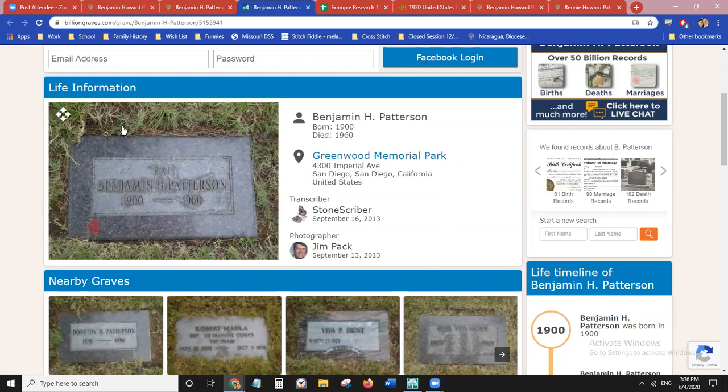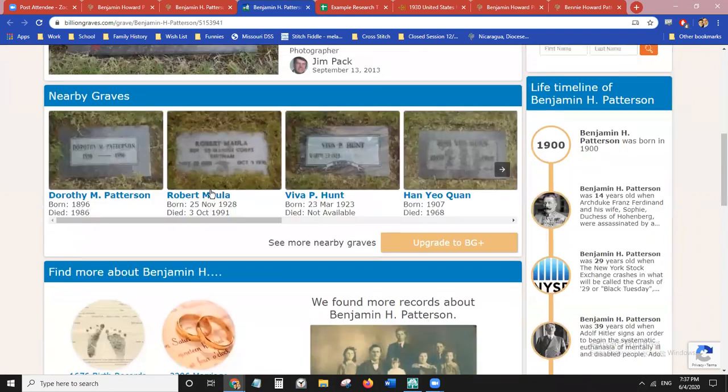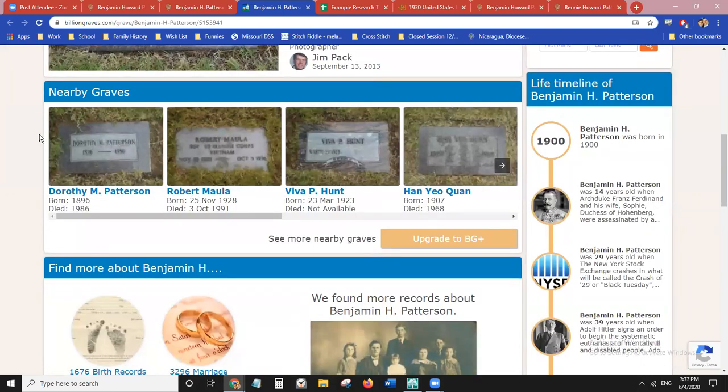Now, if you look at the gravestone, there's not a whole lot of genealogically useful information, except for the fact that there's a nickname here. So it looks like Benjamin went by Pat, maybe by some of his friends. We know his middle initial and the year range and everything. You can also see on this website some nearby graves. So Viva P. Hunt, that seems like that might be his daughter, Viva Patterson Hunt. Maybe she married somebody with the last name Hunt.